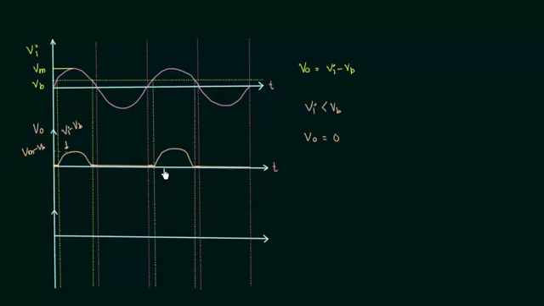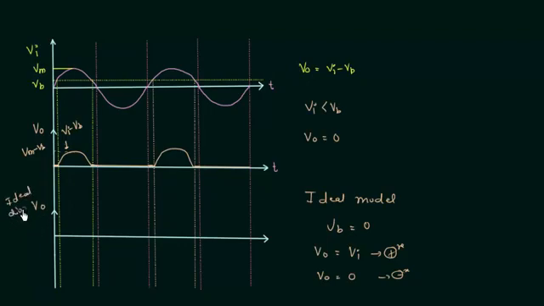If we consider the ideal model, then the barrier potential Vb is equal to 0. So the output voltage is simply equal to the input voltage for positive half cycle, and output voltage is 0 for negative half cycle. So if we plot Vo for ideal diode, then we have the plot like this.